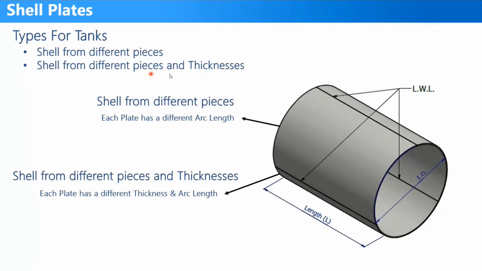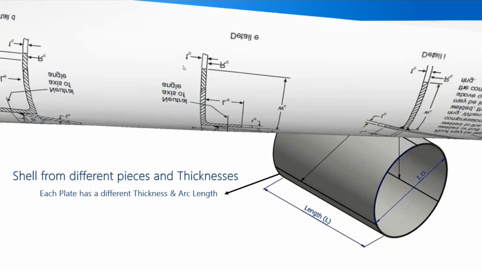Another type is shell from different pieces and thicknesses. This type will give you the ability to control the thickness of each blade on the shell. As we discussed, for the clean outdoor, you may need to increase the thickness of the shell in this area. So you can make one sheet on this course with a different thickness for the clean outdoor. So this type will give you the ability to control the arc length and the thickness for each blade.